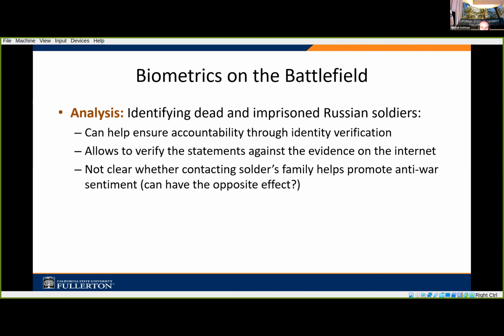However, it is not clear whether the tactics used by the Ukrainian military to contact the families of the Russian dead or captives is an effective way of promoting anti-war sentiment. Could it have the opposite effect of angering the Russian public and actually making them more pro-war? The facts are not quite clear.